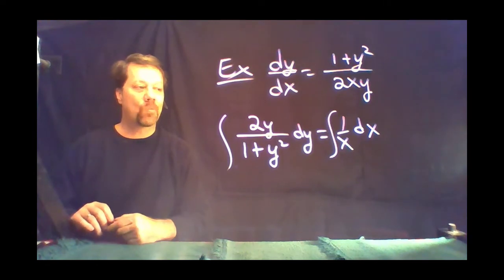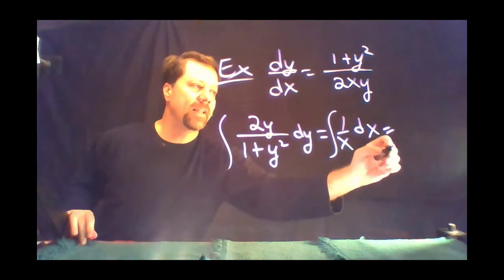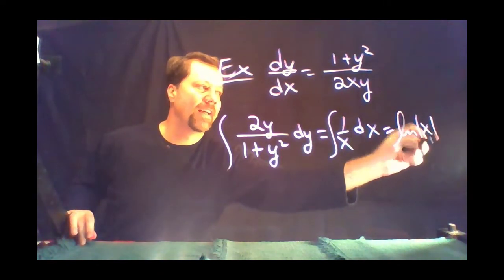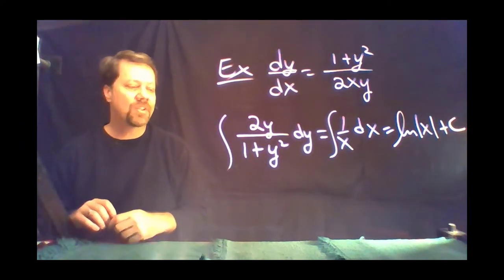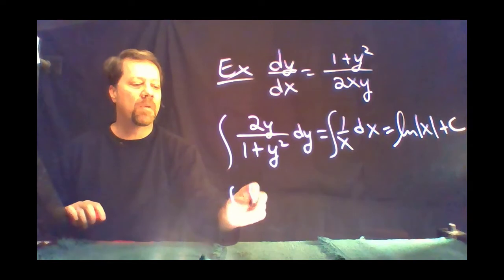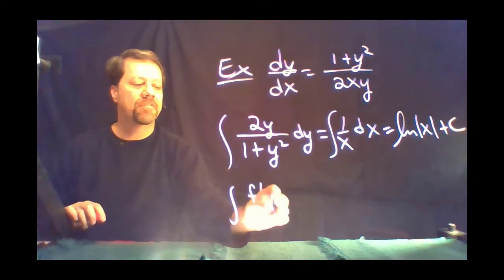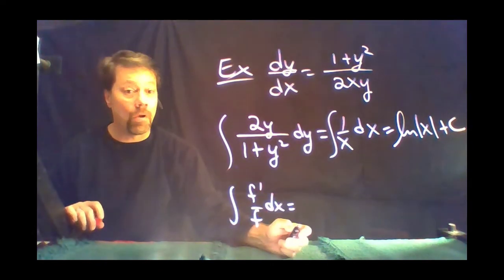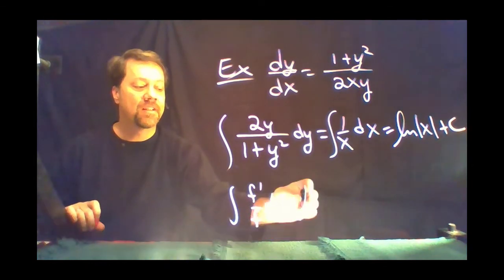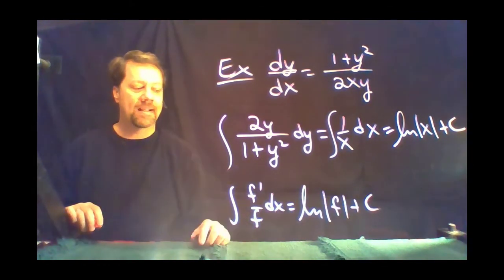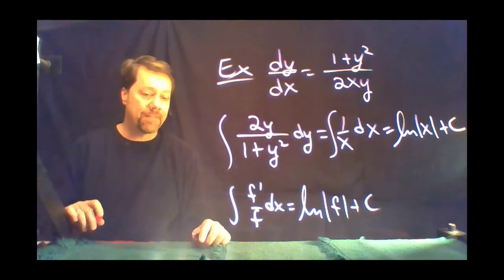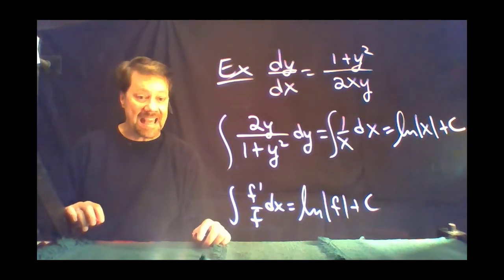On the right-hand side, we get natural log absolute value of x plus c. On the left-hand side, you can see that the integral is of the form f prime over f, and we've already seen in the last lecture that in all cases, that can be expressed as the natural log of the absolute value of f plus c.